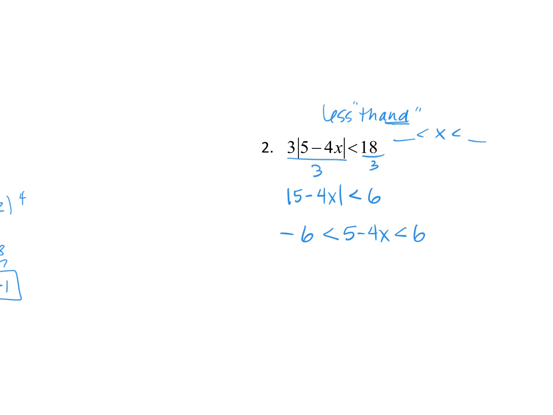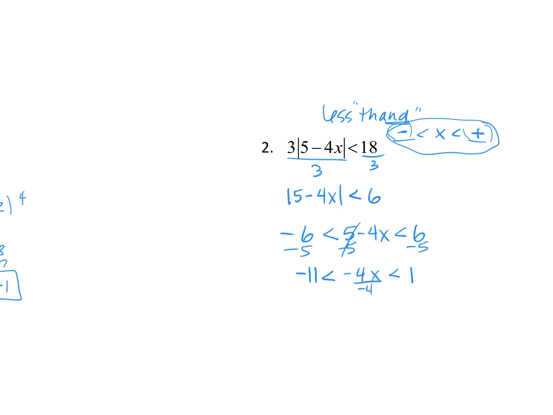If it's a less than, you're going to put it in this format with the positive version of the number here and the negative version of the number here. It has to go in order, least to greatest. Yeah, we good? And now we're back to exactly what you did yesterday. So let's solve this. What do I need to do first? Good. Subtract 5 from all the parts. So now I have negative 11 is less than negative 4x is less than 1.